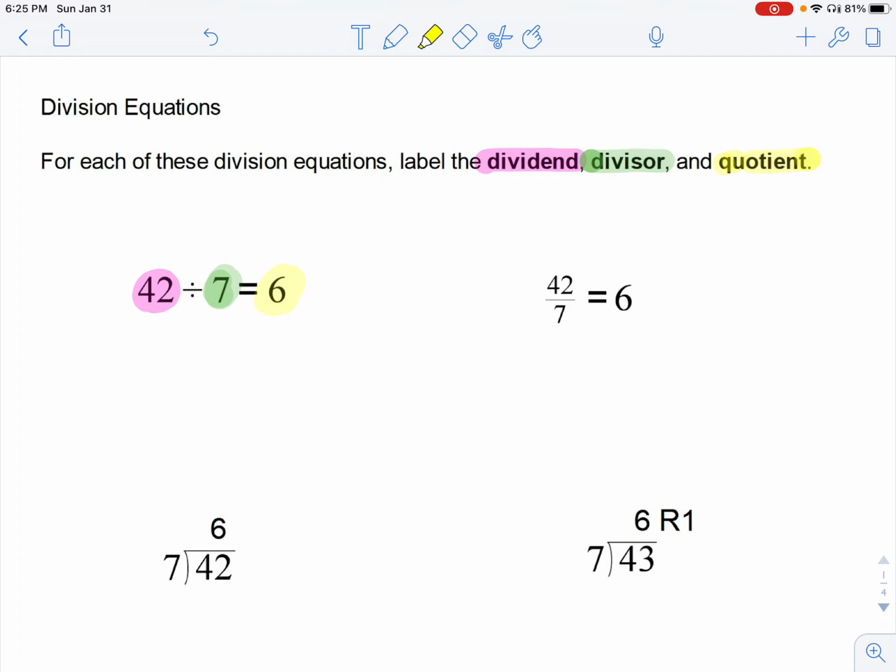Okay, so now you're ready to do the rest of these equations. The formatting looks a little different in each one, but I want you to see if you can recognize the dividend, divisor, and the quotient. Play back the video when you're ready, when you've quizzed yourself and you're ready to see the answer.